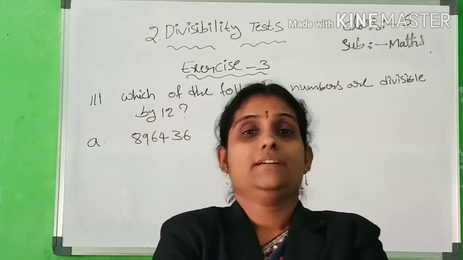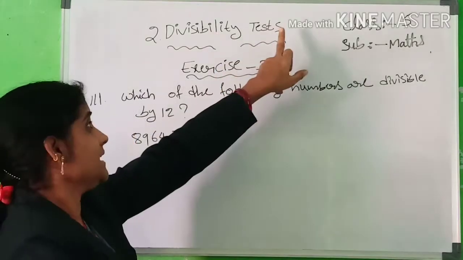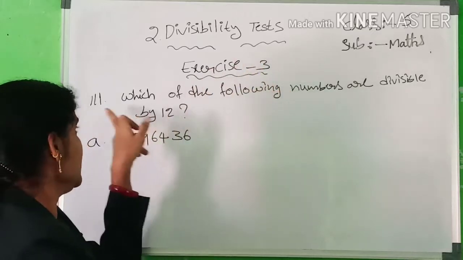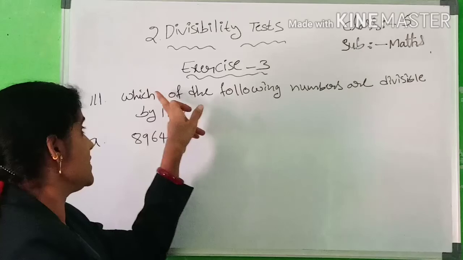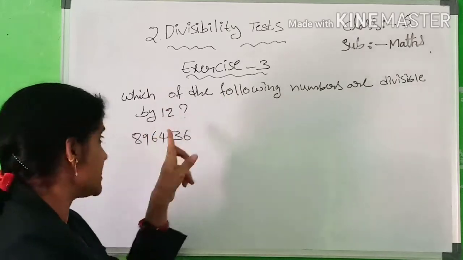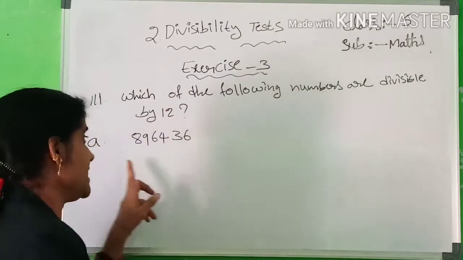Okay children, second lesson, divisibility test. Exercise 3, third bit. Which of the following numbers are divisible by 12?